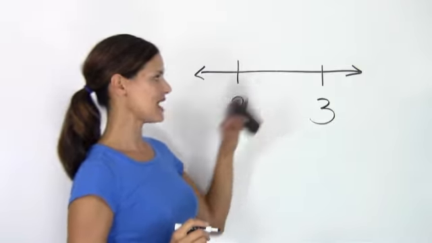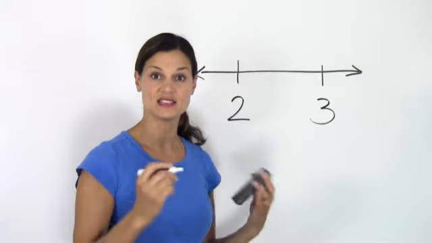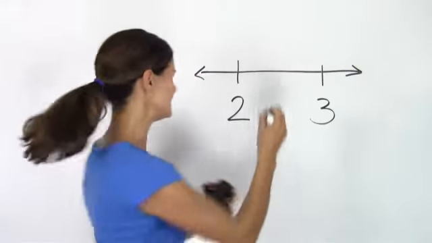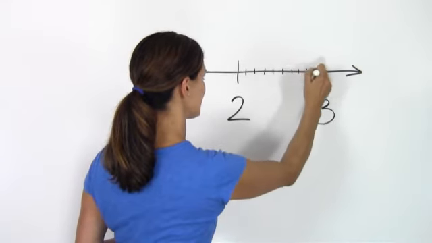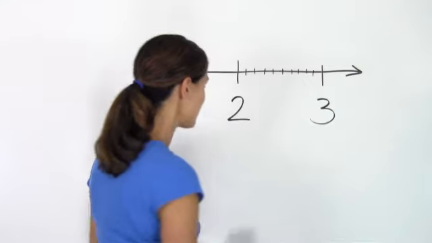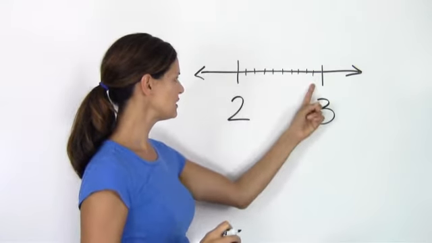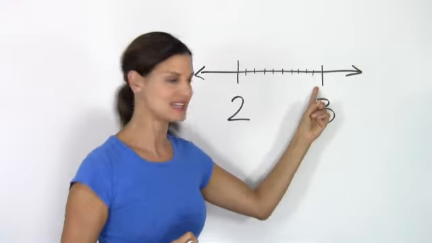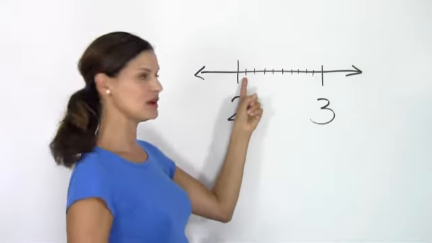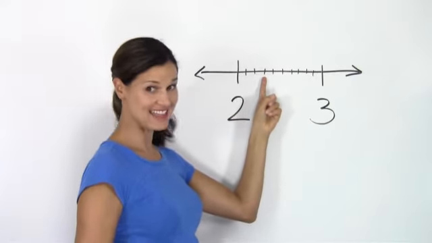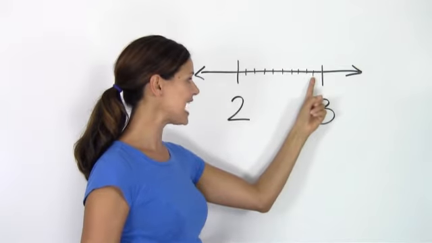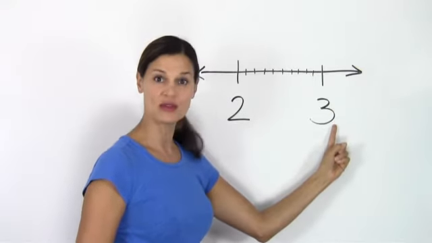We can take the space in between these two whole numbers and divide them into 10 evenly divided spaces. So 1, 2, 3, 4, 5, 6, 7, 8, 9, 10. I've now got the space between my 2 and 3 divided into tenths. So this point here is 2 and 1/10, 2 and 2/10, 2 and 3/10, all the way up to 2 and 9/10, and then my whole number 3.